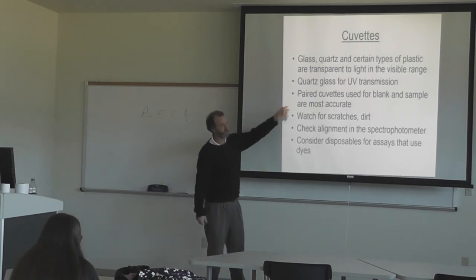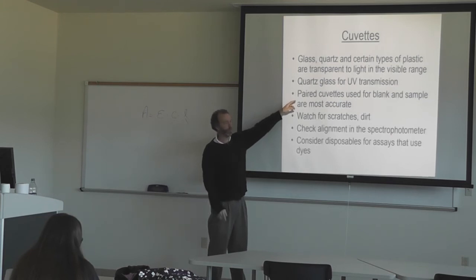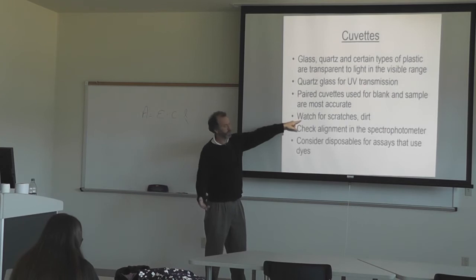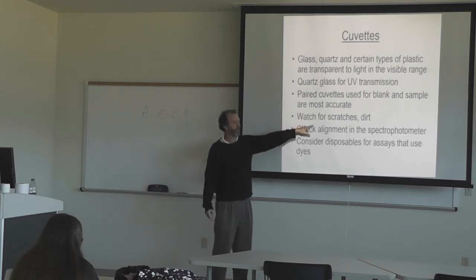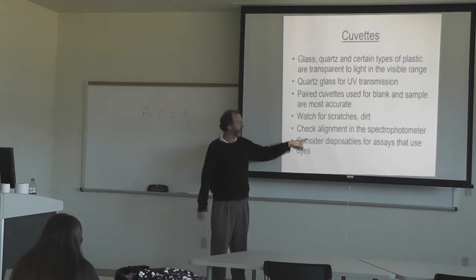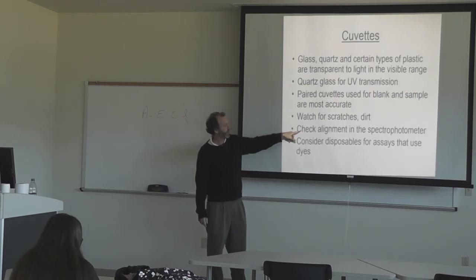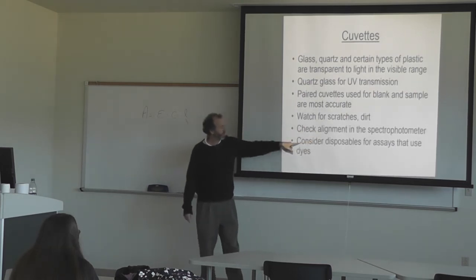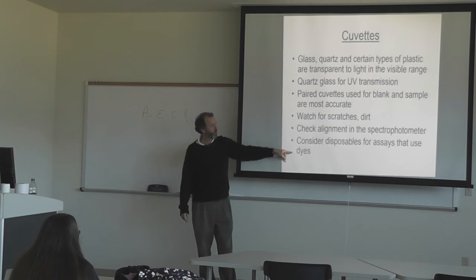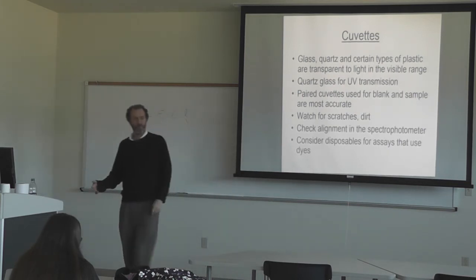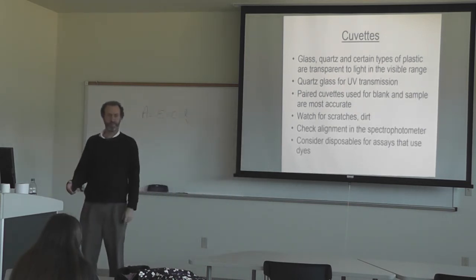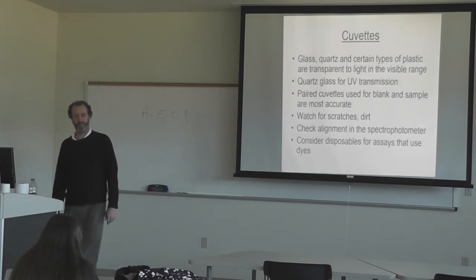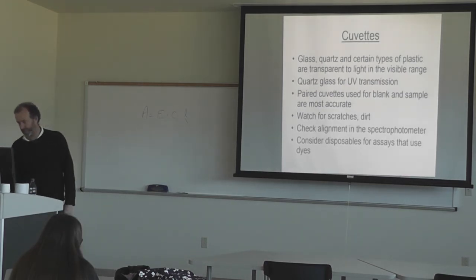But for the most part, plastic absorbs all the UV. Paired cuvettes are used for a blank and the sample, that's the most accurate, and you want to watch for scratches, dirt, anything that's going to interfere with the light transmission through the cuvette. And you also want to check the alignment in the spectrometer and consider disposables for assays that use dyes. Why do you want to do that? Yeah, you'll just end up with some dye on the cuvette.